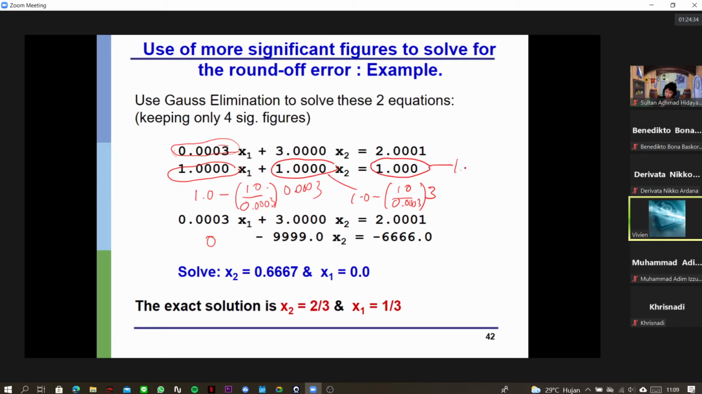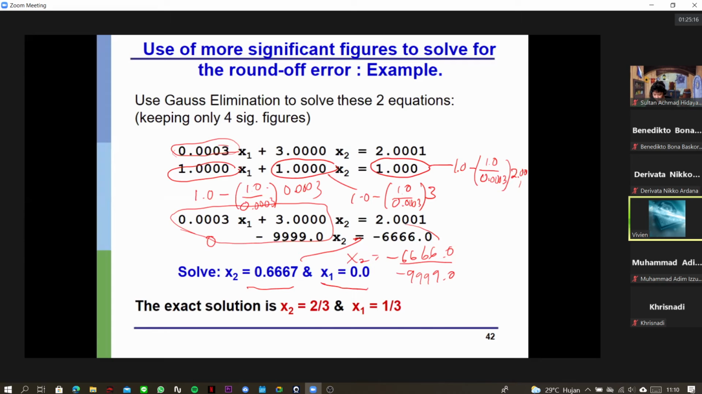So that will be 1 minus 1 divided by 0.0003 multiplied by 20001. Okay, so that will be this result. Because we already have the upper triangular matrix, now we can calculate x2. So x2 will be minus 6,666 divided by minus 999.0. So this is the result for x2. And if we insert the value of x2 here, then we find x1, so the x1 value will be 0.